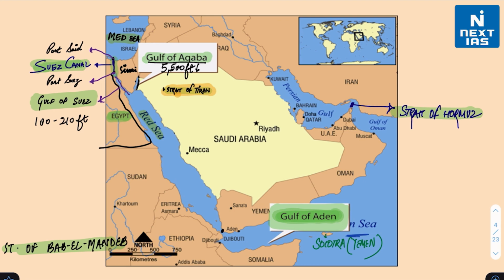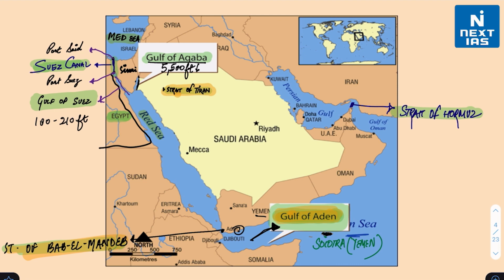This is the Strait of Bab el-Mandeb, and this is the Gulf of Aden, which is named after the city of Aden in Yemen. The Gulf of Aden further joins the Arabian Sea. An important island in this region is Socotra Island, which is governed by Yemen.